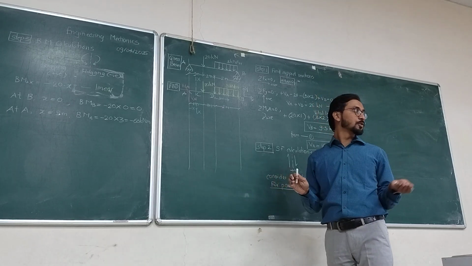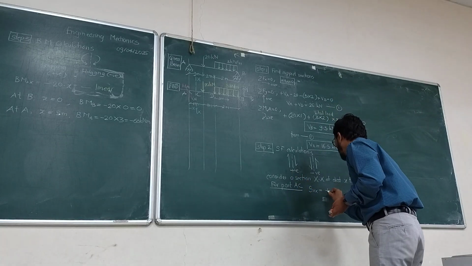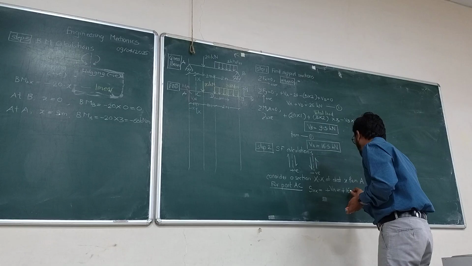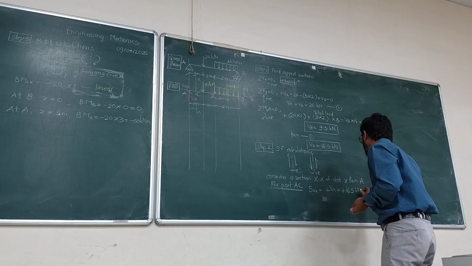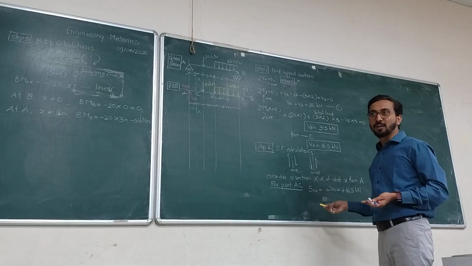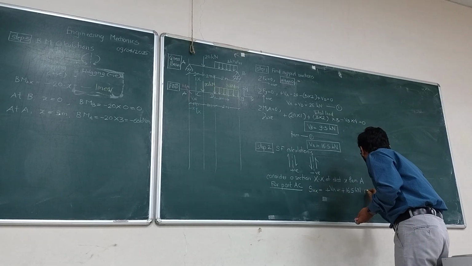सेक्शनच्या लेफ्टला फोर्स इज गोइंग अपवर्ड. सो व्हॉट इज दॅट? प्लस BA. व्हॉट इज द व्हॅल्यू ऑफ BA? प्लस 16.5 kilonewton. What does this mean? What does this value indicate? Constant है. That is constant.